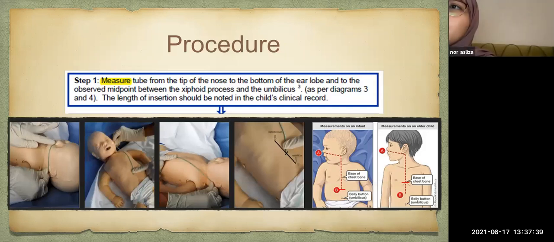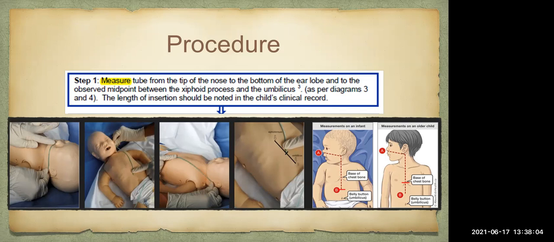Okay. For the procedure, firstly, we measure the tube from the tip of the nose to the bottom of the earlobe, like in the first picture, and then to the midpoint between the xiphoid process or xiphisternum and the umbilicus. The midpoint is where the tip should be located. Okay, and the second step is, next slide.